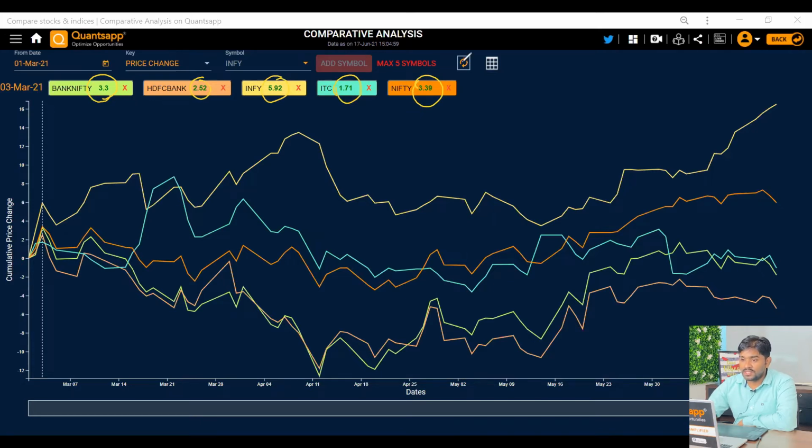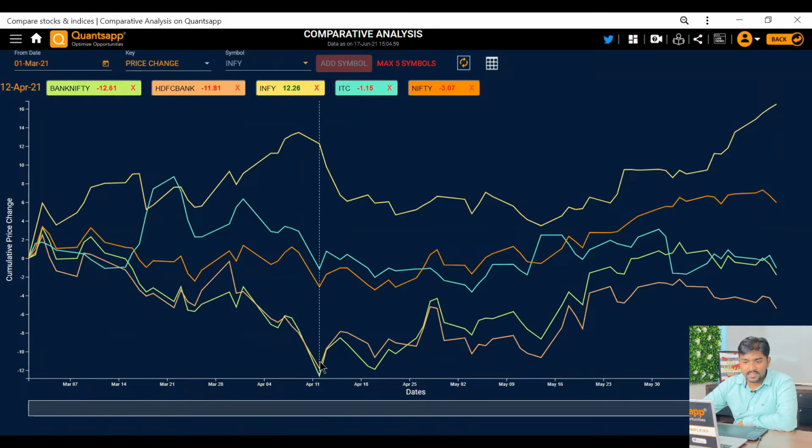Now let me come to the extreme values. If you see here, let me see on this day. Now you can see from that particular 1st March, from the data we have taken, Bank Nifty has come down by 12%, Nifty has come down by 3%, HDFC has the same relationship, it also came down. ITC again on the negative side, but Infosys has moved up.